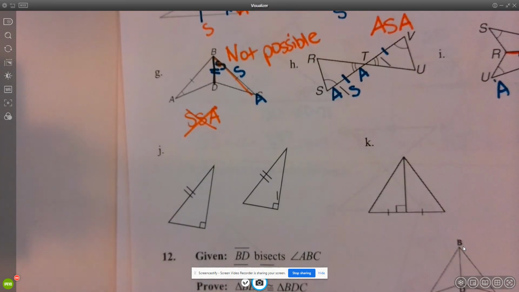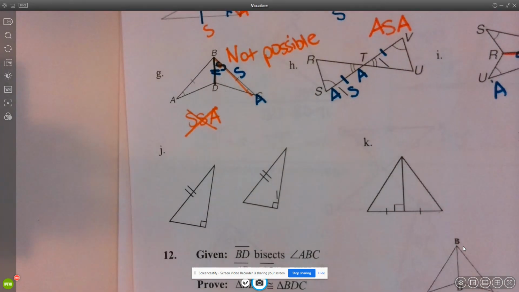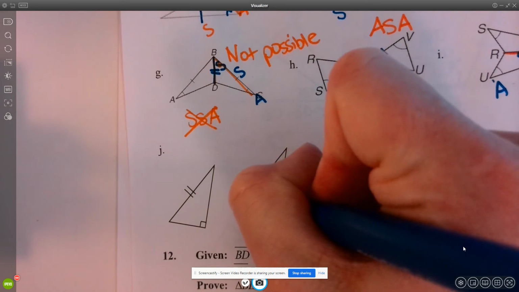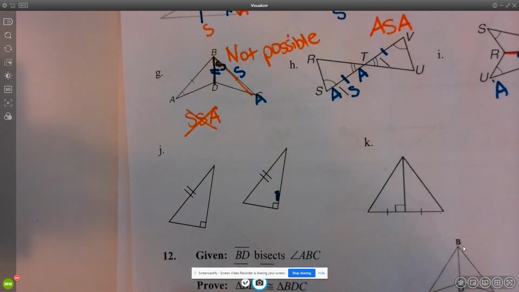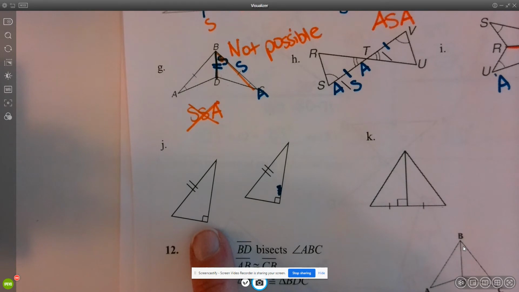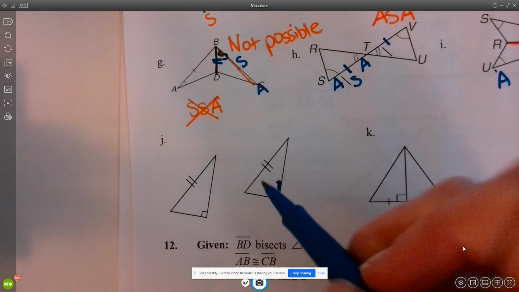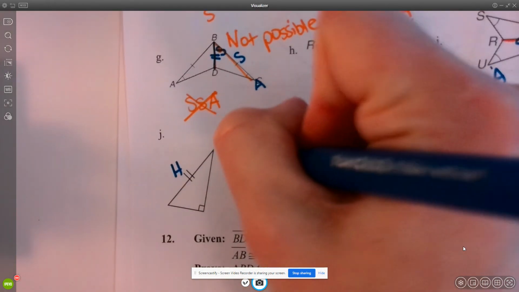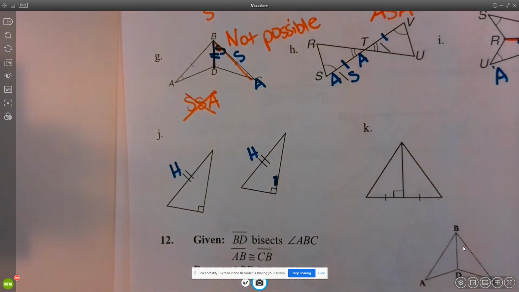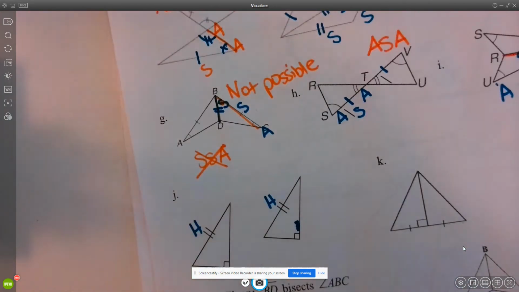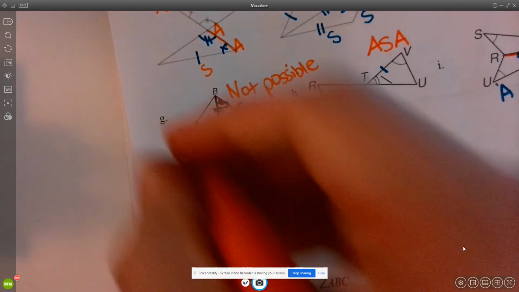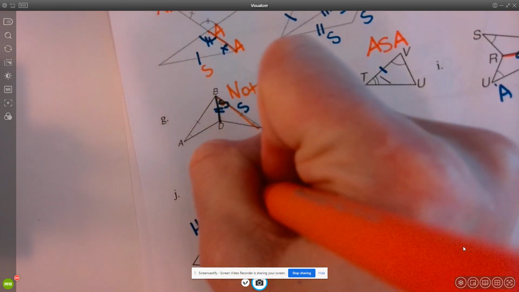In part J, this looked like this was one that got misprinted a little bit. I'm going to ignore this little marking here. So I have two right triangles. I know that one of their sides, which happens to be the hypotenuse, is congruent. However, that's all I know. I don't know if there's any other angles that are congruent. I don't see any vertical angles. I don't know if there's any other sides that are congruent. They do not touch and share a side. So this is one where there's just not enough information. This is not possible.